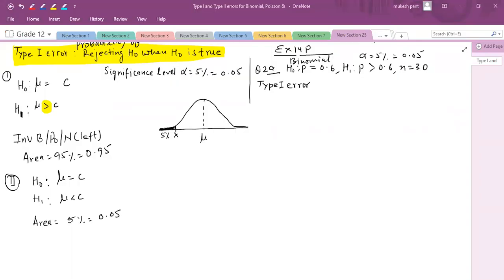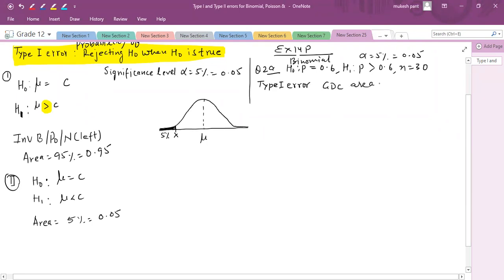Let's see question number 2A from exercise 14P. This is based on the binomial distribution. Here the null hypothesis mean is given as 0.6. In the alternative hypothesis, the mean is greater than 0.6 and n equals 30. We have to find the type 1 error. So it's very simple. Here we will use the GDC. In the GDC, because it's greater than, you will write the area equals 0.95. I will tell you how to use the GDC.